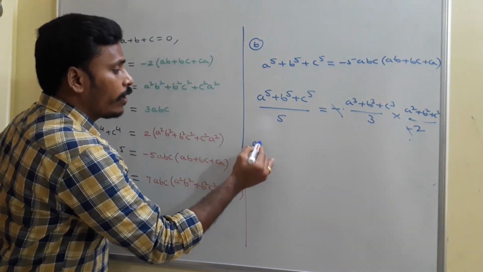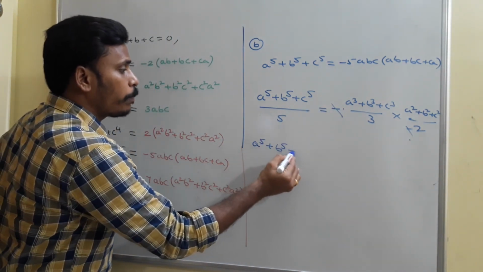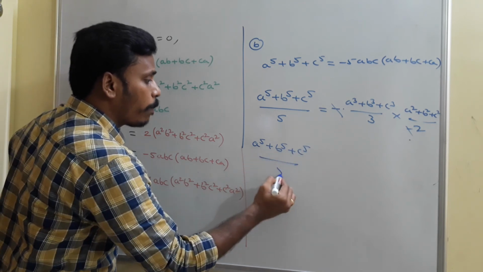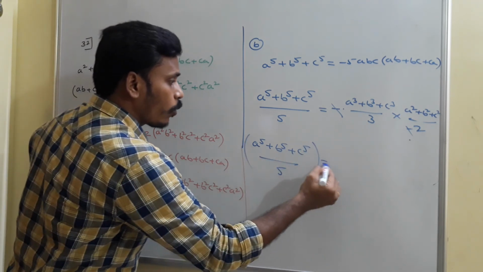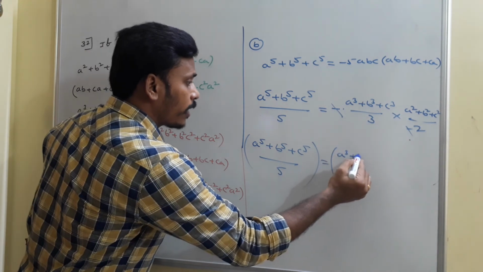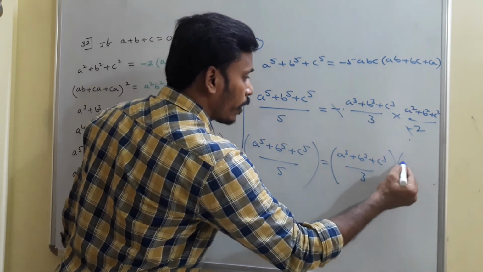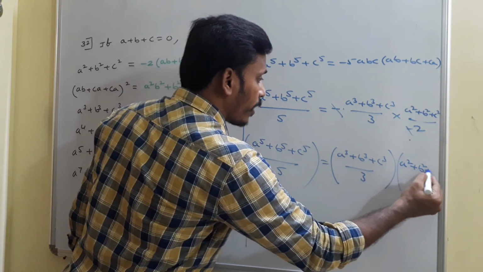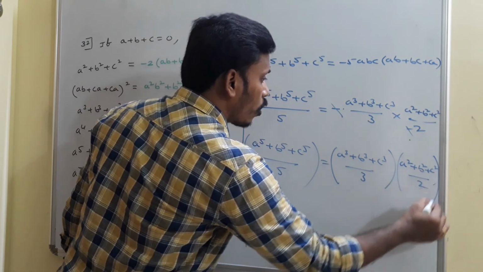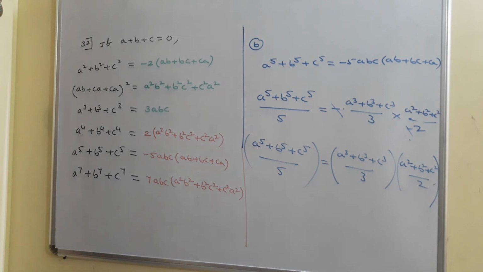At the end, you are left with A power 5 plus B power 5 plus C power 5 by 5 is equal to A cube plus B cube plus C cube by 3, into A square plus B square plus C square by 2. Okay, see, look there, very interesting. Power 5 is by 5, power 3 is by 3, power 2 is by 2, and all this happens only if A plus B plus C is 0.